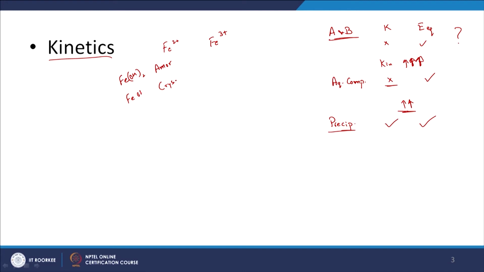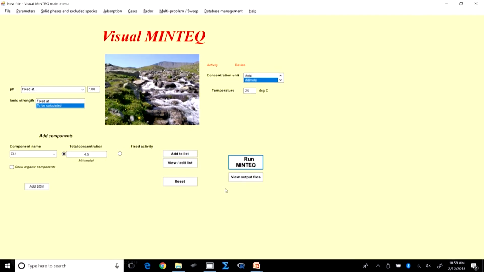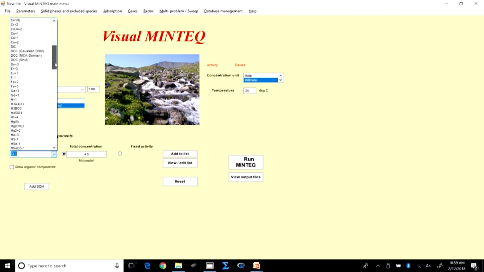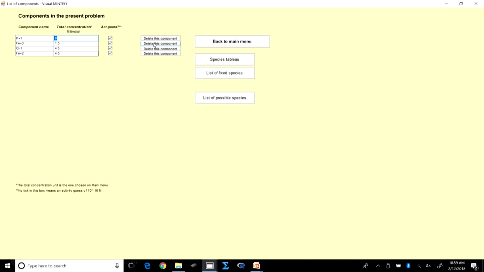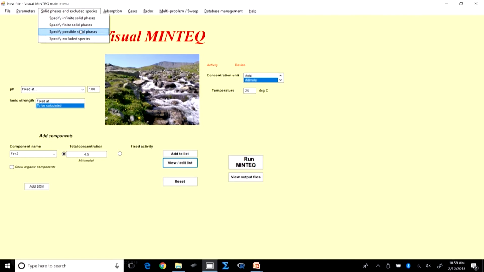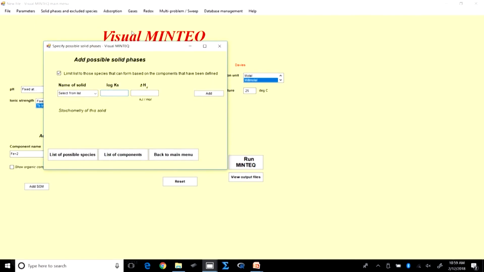Just to refresh our memory, let us go back to Tech. Let us say I choose Fe2+, add to the list, and I am going to remove Fe3+, back to main menu. I am just trying to point out the different solid phases possible, limiting it to those species that can be formed only if Fe2+ is present. Here you see that two forms are feasible. What are they? Amorphous and crystalline. So keep that in mind, please.